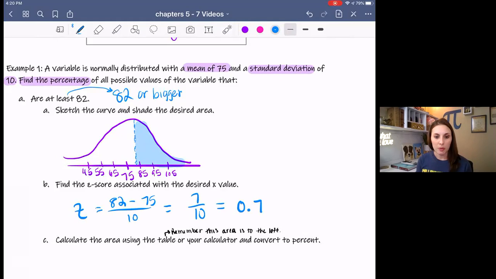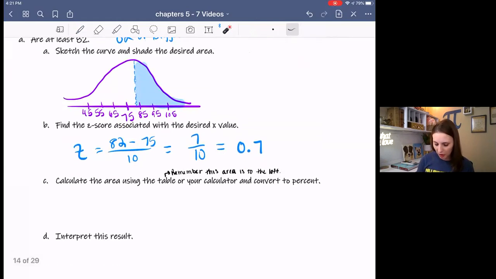And then let's just think about that for a second to kind of review. A z-score represents how many standard deviations an item is from the mean. So does positive 0.7 mean that this value is above the mean or below the mean? Positive means above. And then how many standard deviations is it above the mean? 0.7. So the value indicates how many, and the sign indicates which direction. So that's a good way to kind of check yourself, because obviously you can see this value is above the mean, so positive is good, and it's really not that far, so 0.7 makes sense.